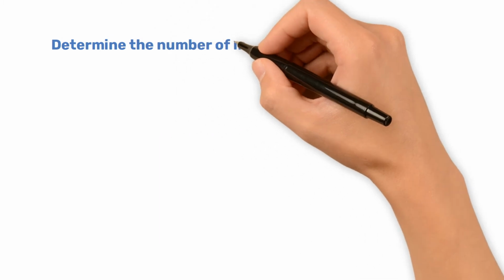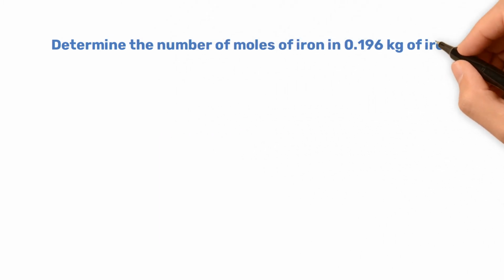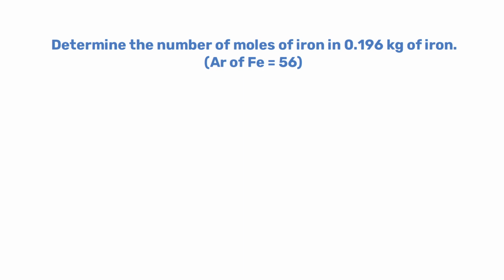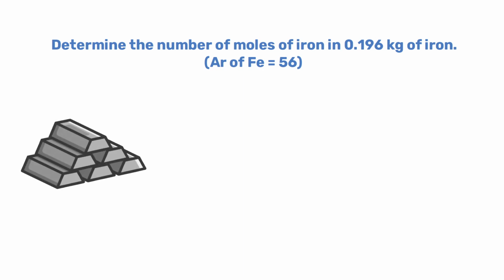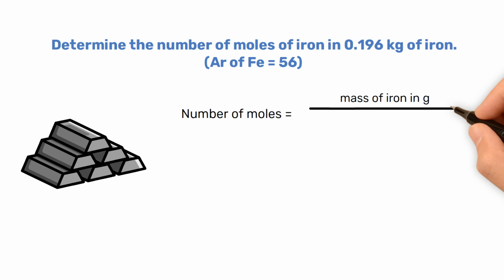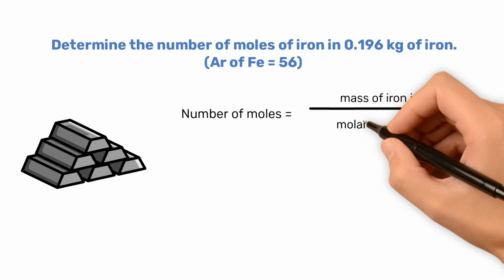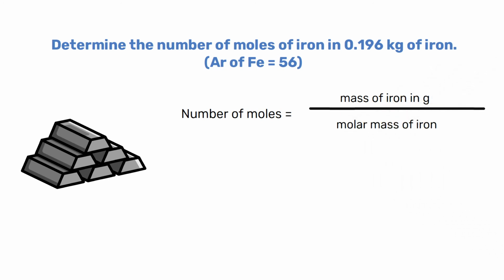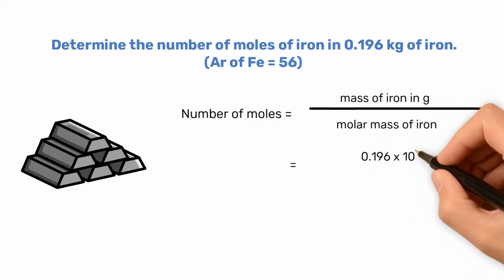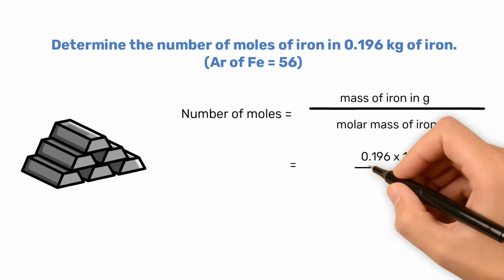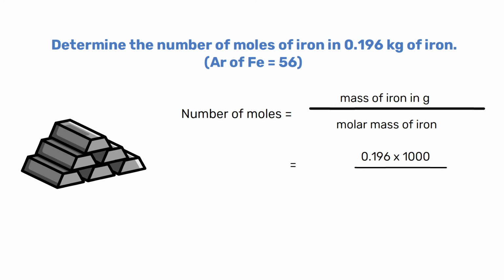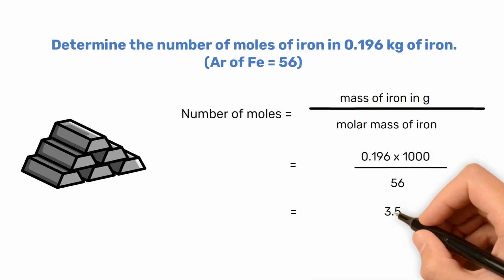So to determine the number of moles of iron in 0.196 kg of iron, to calculate the number of moles, first we take the mass of iron in gram divided by the molar mass of iron. So it's 0.196 times 1000 divided by 56, and you'll get 3.5 mole.